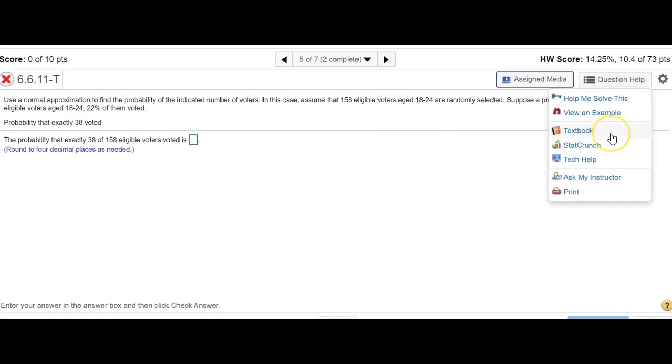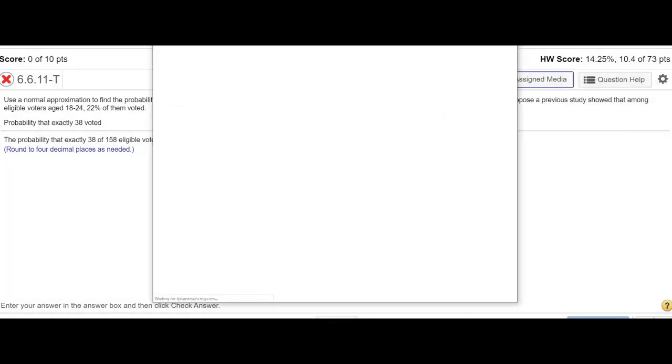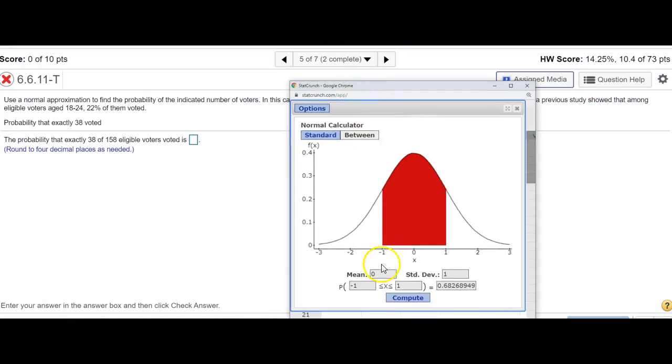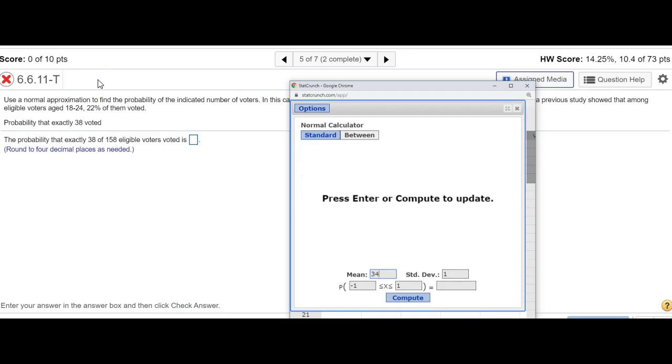So if I go to StatCrunch, and I'm looking at the mean here, to calculate the mean, I take P times N. So in this case, it'd be 158 times 0.22. So the mean is going to be 34.76. We would expect, out of 158 people voting, if 22% of them voted, that 34.76 would vote.